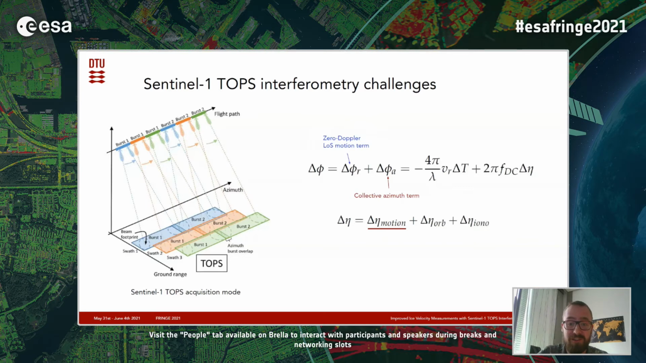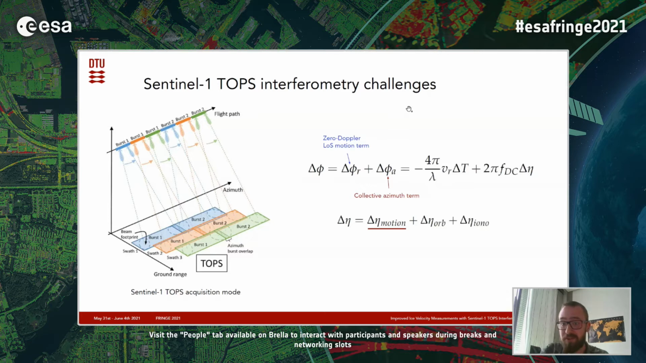Another phase term, which I've labeled here as the collective azimuth term, can be caused by orbit errors and also by effects caused by the ionosphere, which has also been presented earlier in this conference. But a third term that is very relevant when measuring over such a highly moving scene is the term due to motion in the radar azimuth direction. And that term is generally not negligible over these scenes.